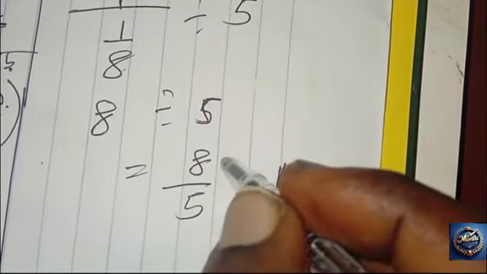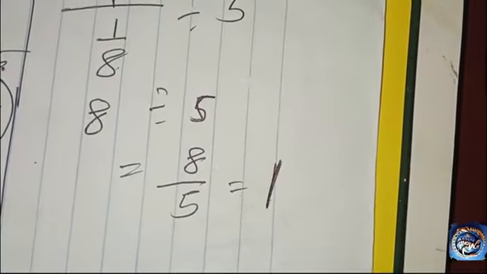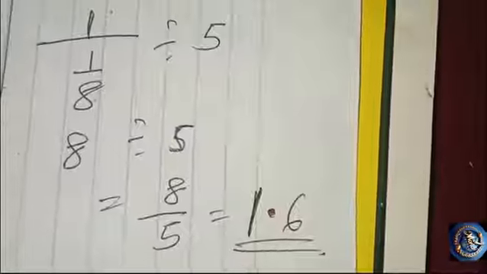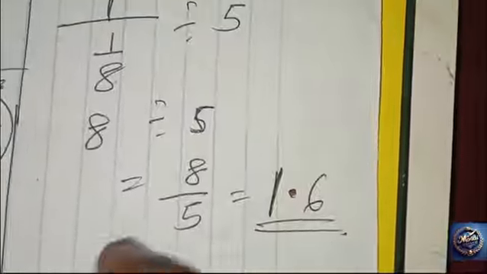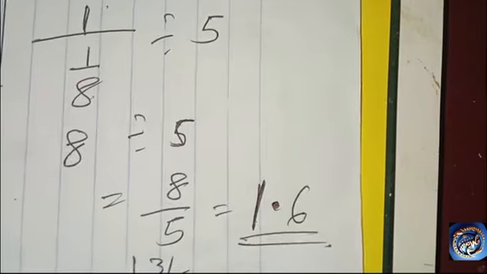How many 5 will I find in 8? I have 1. It remains what? 3. So how many 5 will I find in 30? That is 0.6. That's 1.6. So my answer is 1.6. Or you can say 1 and 3 all over 5. Still the same thing.